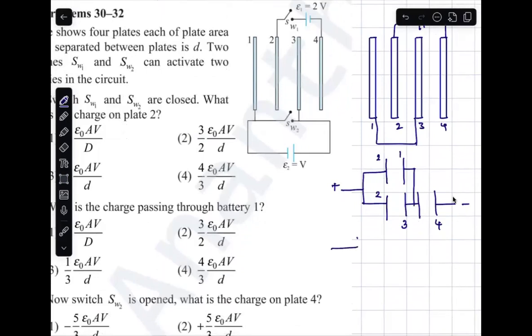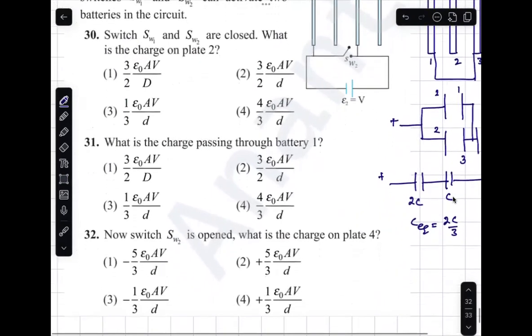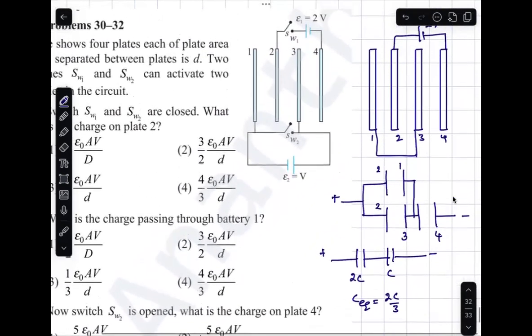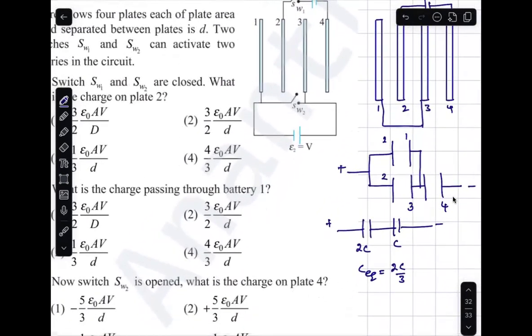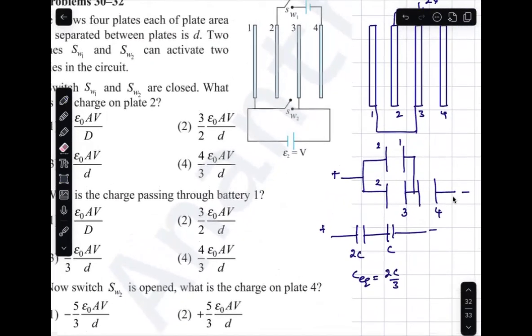This is nothing but 2C and C in series. So what is the C equivalent? 2C by 3. Now, what is the charge on plate 2 is what they're asking. Hold on. First, what is the charge drawn? By the way, C equivalent is 2C by 3. That is okay, fine. I think they are not asking anything related to that. Now, the question is 2C and C.